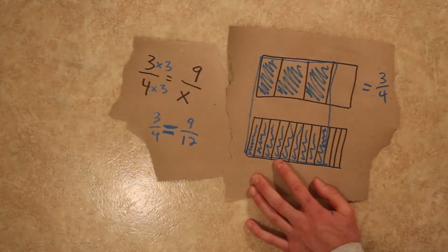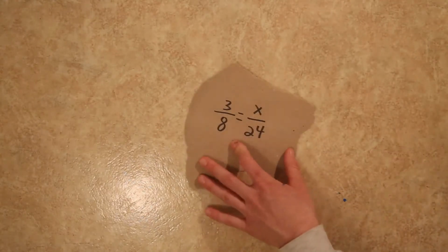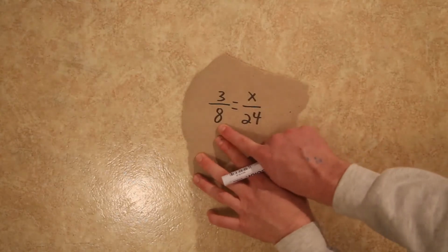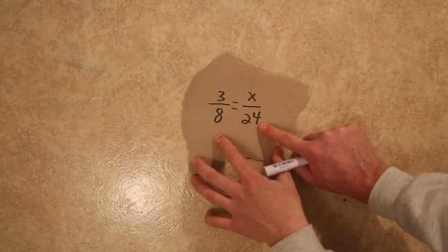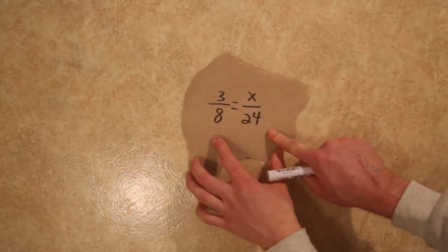So let's take a look at another option. Another problem here. Trying to make them equivalent. Remember, the numbers are getting bigger, so I can only multiply or divide, but since they're getting bigger, I'm going to multiply.